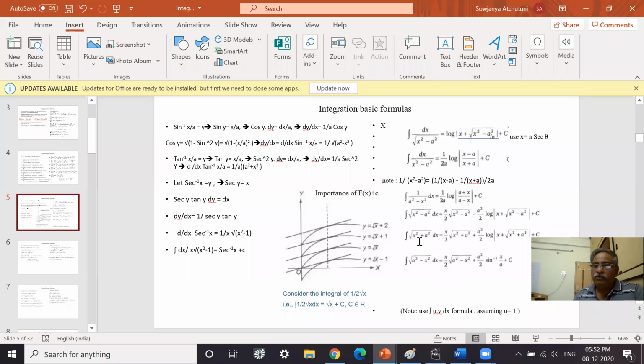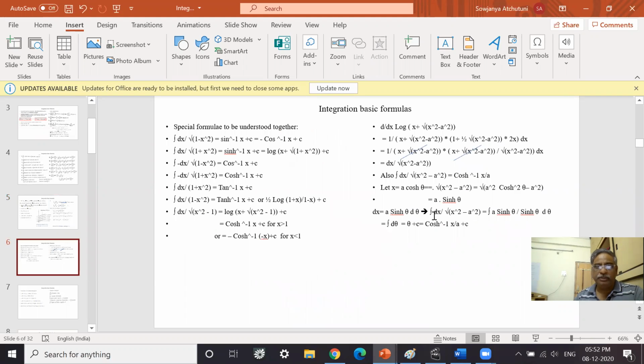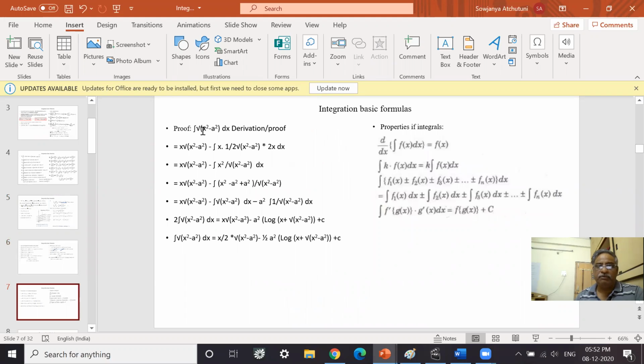Let us see one that we will derive. I am just showing the derivation here: the integration of root of x square minus a square dx. I am putting 1 into root of x square minus a square dx. The integration of 1 is x, so x root of x square minus a square minus the integration of x into the differentiation of the second one, 1 by 2 root x square minus a square into 2x dx. So this gives x root x square minus a square minus the integration of x square by root of x square minus a square dx.